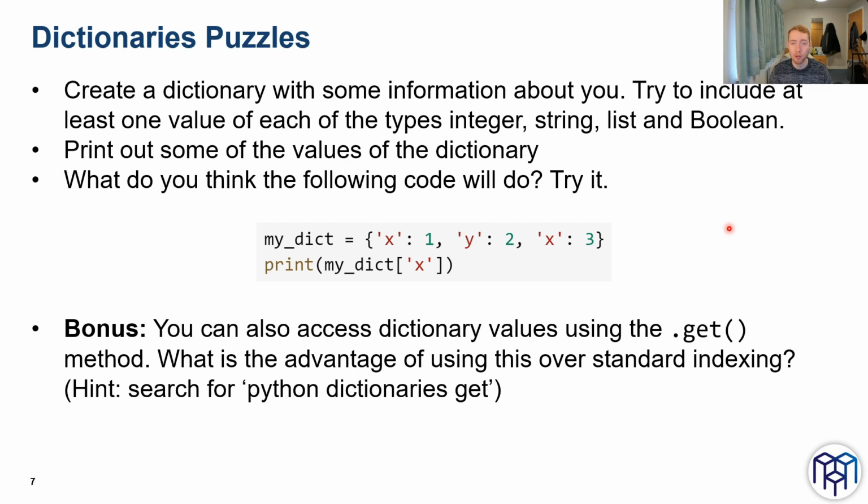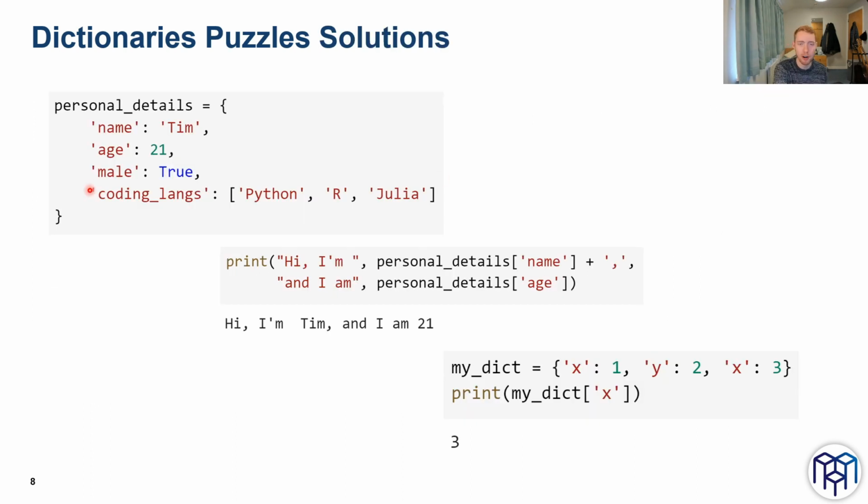Okay, let's have a look at these solutions then. So the first 2 exercises are fairly straightforward, just creating a dictionary here. So I'm Tim, I'm 22 now, a male, and the languages I use, here's a list here: Python, R, and Julia. So as I mentioned before, we can put a list as one of the values, we could put a dictionary, we could put a tuple, we could put dictionaries inside dictionaries inside of dictionaries. It all goes the whole way down. So it's a really flexible data structure.